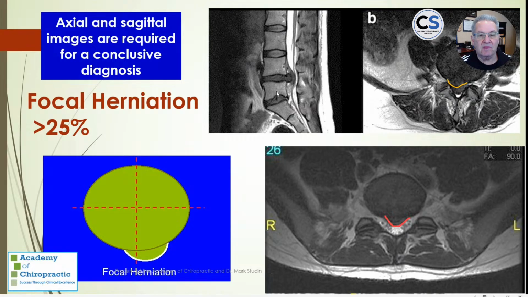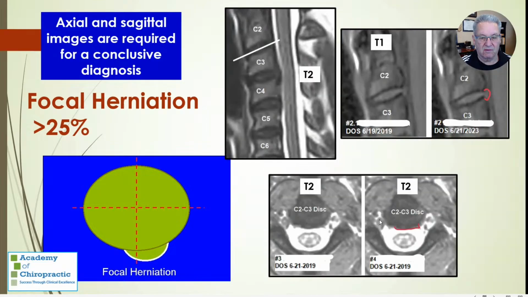Now, when we look at it, here's a sample. This is called the sagittal view. This is the axial view. And look here, I've colorized in red right here for you. That's your focal herniation. Here I've colorized in gold, herniation, focal, less than 25% of the circumference.